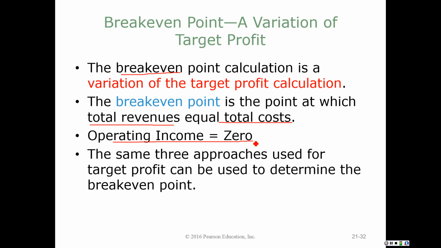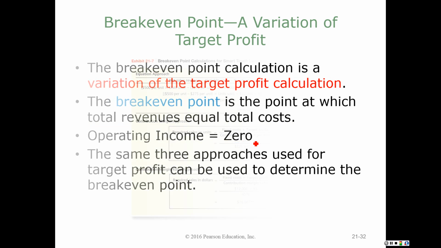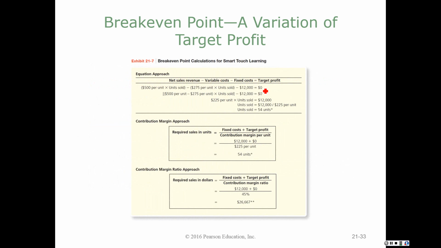So if I want to know how many products I need to sell to break even, I can use the same thing that I just did in trying to come up with a $6,000 profit. I simply set my target profit to zero. Zero is break even. I make no profit. I simply cover all my cost. Sales less all my cost equals zero.